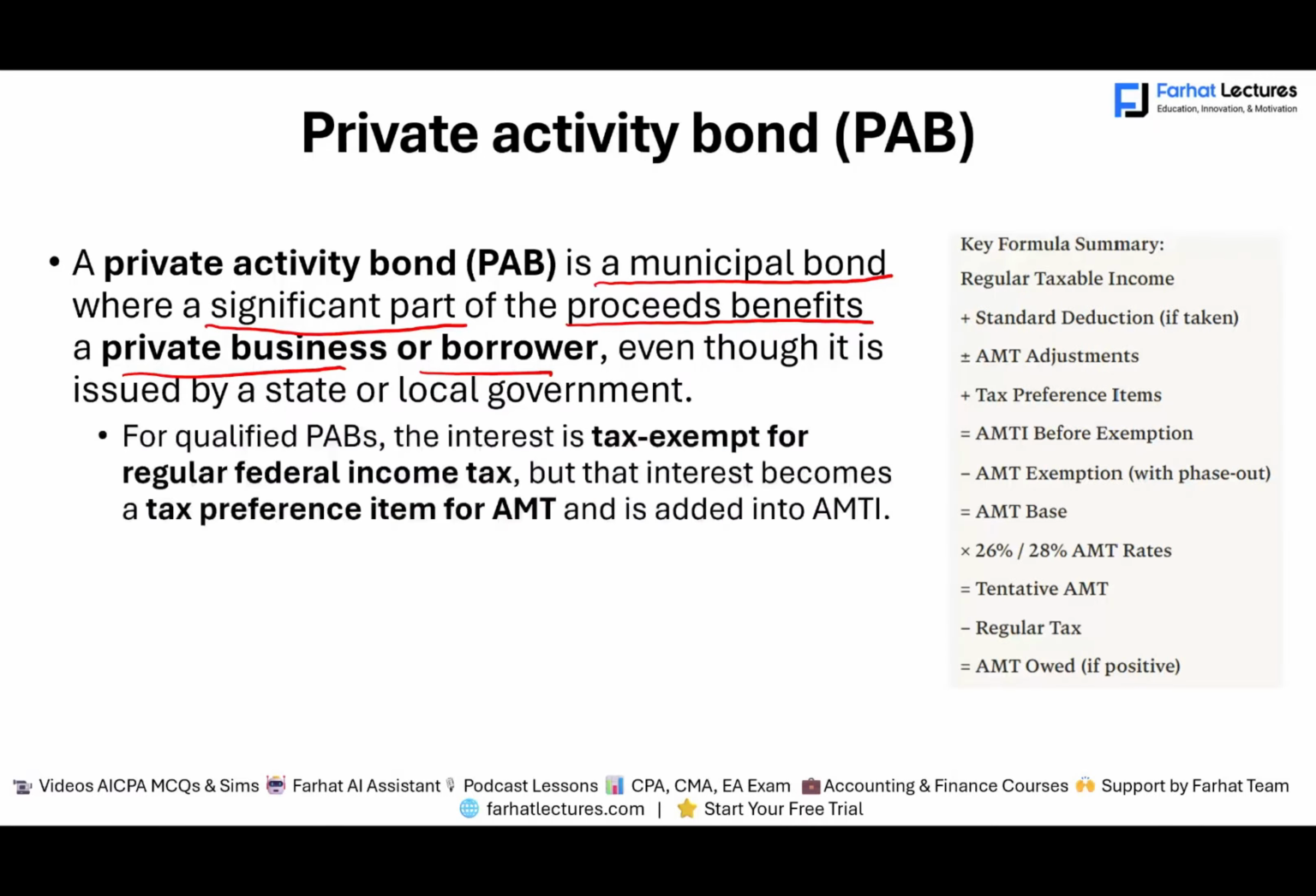So for PAB, for private activity bond, it's still exempt for regular income tax purposes, but not exempt for AMT. What does that mean? It means you go back, boom, add it back to the AMT. It's a preference. It's always added back.